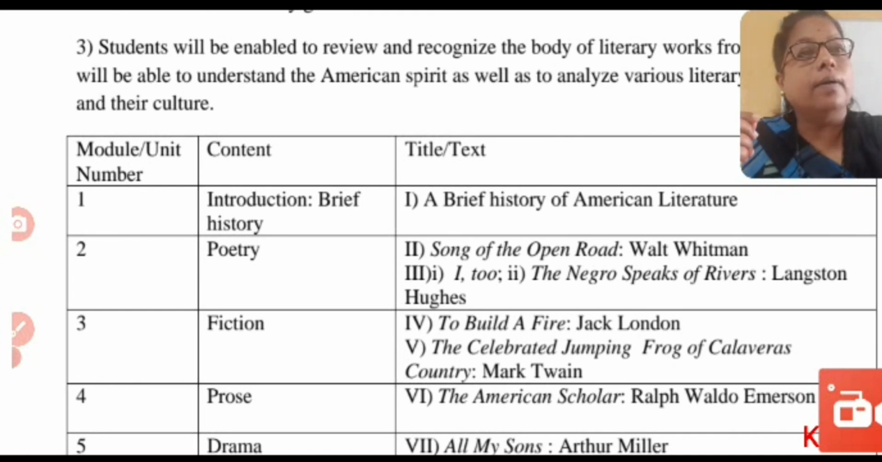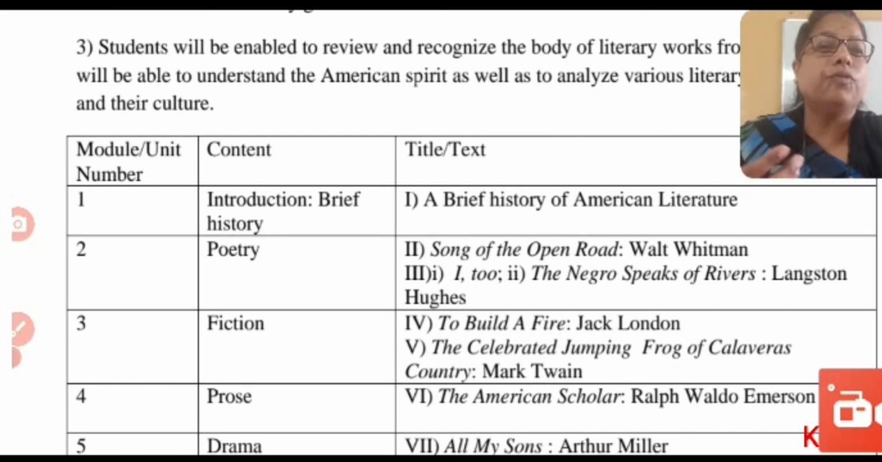So this is an opportunity for all of us to study the spirit of black American people, the black Renaissance, as far as the literature of the Afro-American people is concerned. Then the third module is fiction, and here we are going to study 2 short stories. The first one is by Jack London, and the title of his short story is To Build a Fire. The second short story is by Mark Twain, and the title is The Celebrated Jumping Frog of Calaveras County.